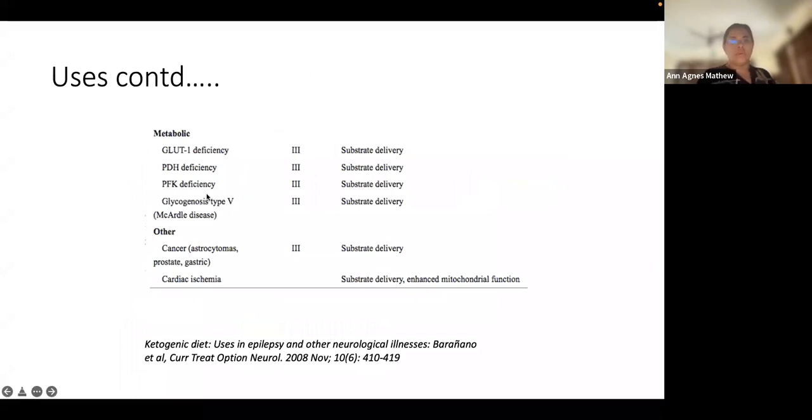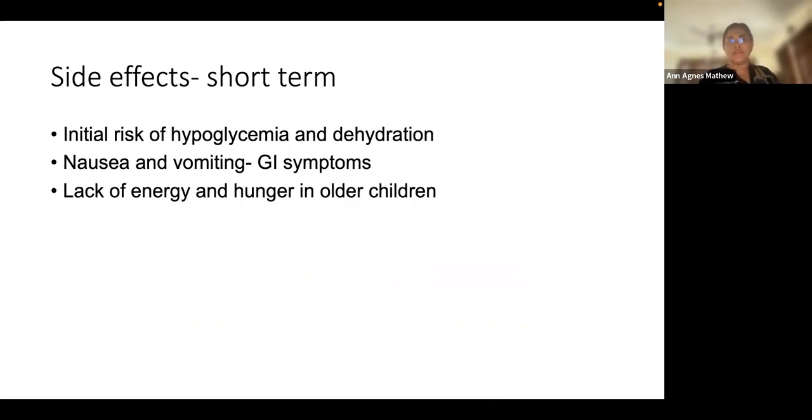So what it does is substrate delivery. It switches the brain over from glucose substrate to ketones. So pyruvate dehydrogenase deficiency, PFK deficiency, fructose kinase. In GSD, glycogen storage disorder, GSD type 5, and in certain cancers such as adenocarcinoma, that is gastric CA, prostate carcinomas, astrocytomas, and in cardiac ischemia. So these are the well-known, well-established indications for ketogenic diet.